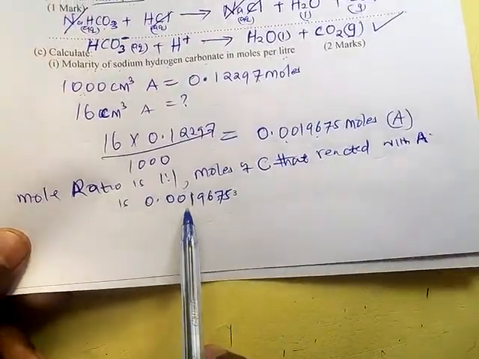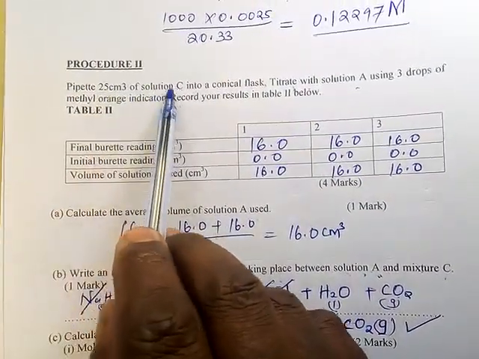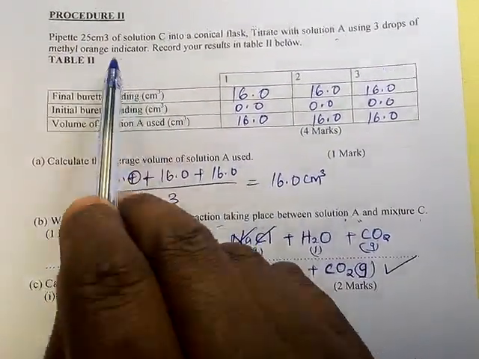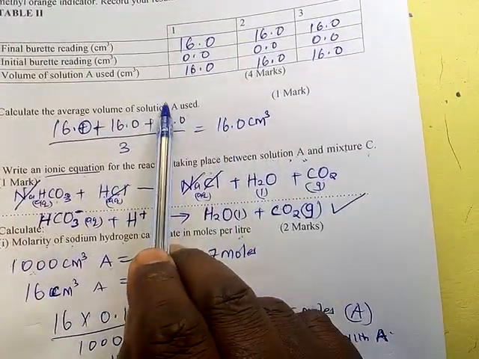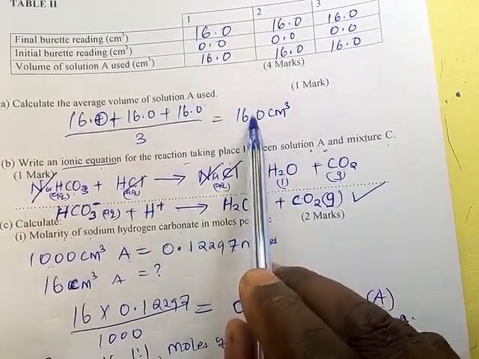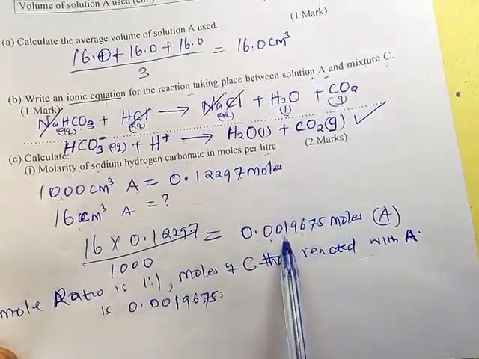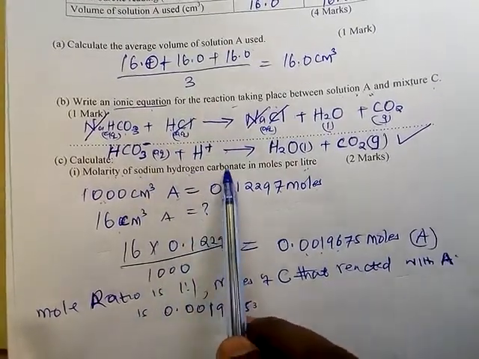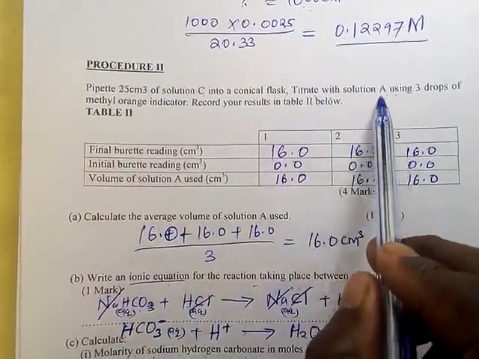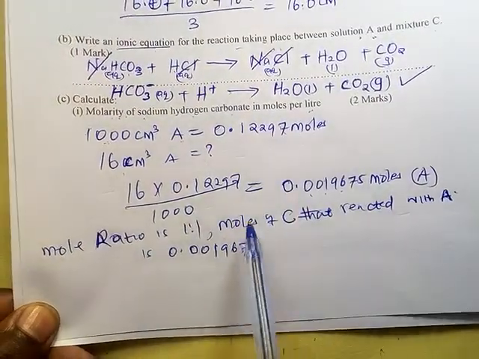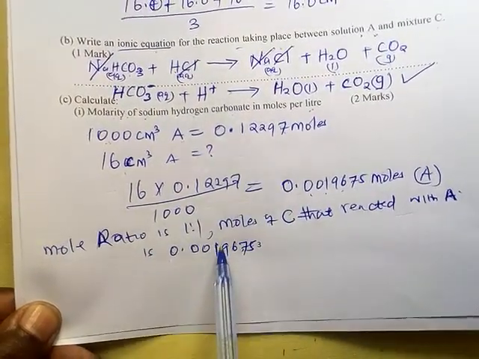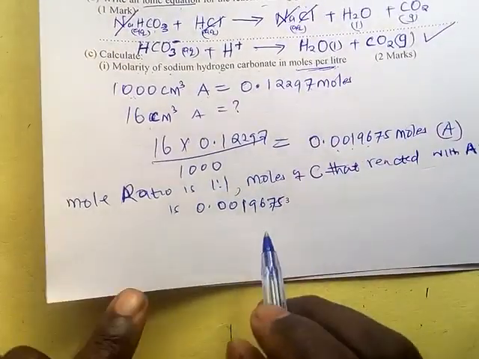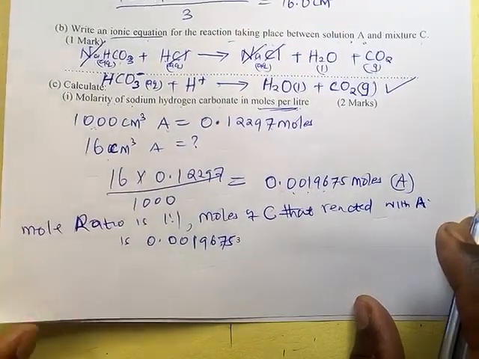25 is this one, because 25 cm³ of solution C reacted with which volume of A? 25C reacted with the 16A. We have calculated the number of moles of 16A is this one. Since the ratio is 1 to 1, the number of moles of sodium hydrogen carbonate solution C that reacted with 16A is the same. So this is the number of moles in 25. We will ask, what about 1000? Because we want moles per liter. This is as simple as you can see. Even yourself, it is simple.